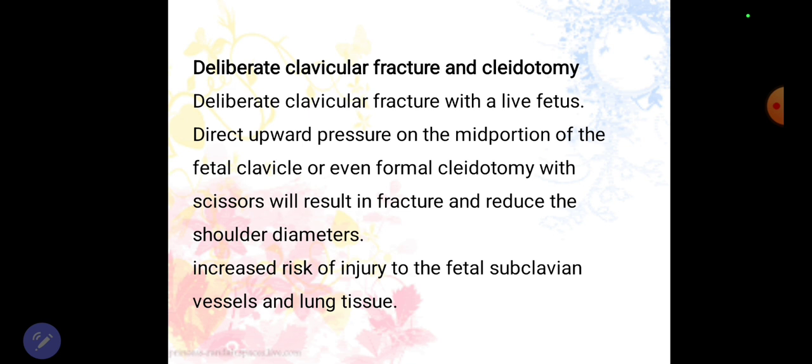Cleidotomy with scissors results in fracture and reduces the shoulder diameter. Both will reduce the bisacromial diameter. This maneuver increases the risk of injury to the fetal subclavian vessels and lung tissue. It will be the last resort.